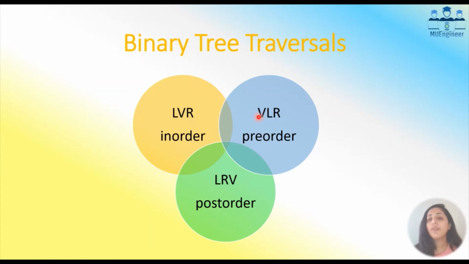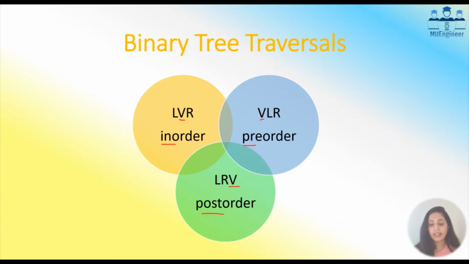Preorder is VLR, and Postorder is LRV. So here V is in between, that's why the name is In, because V is in between L and R. Pre because V is prior to L and R. Postorder because V is post or after the L and R. That's what the name suggests. The same way we have these notations for Inorder, Preorder and Postorder. These are the 3 types in which I can display the nodes in my tree, I can traverse through my tree.